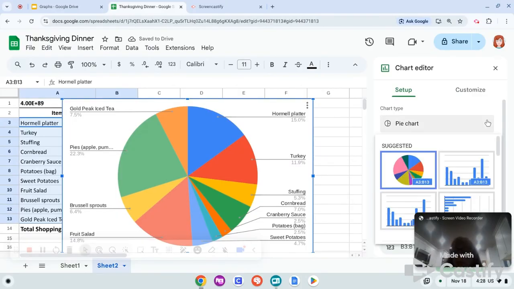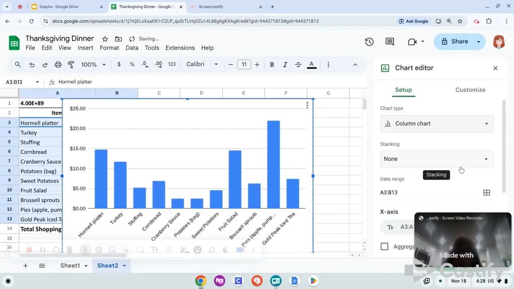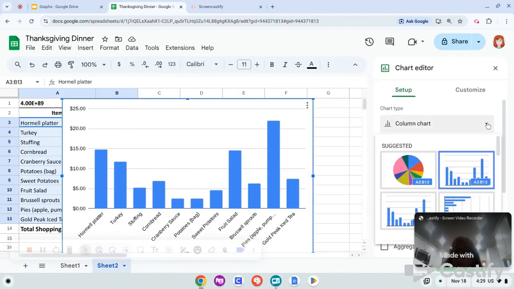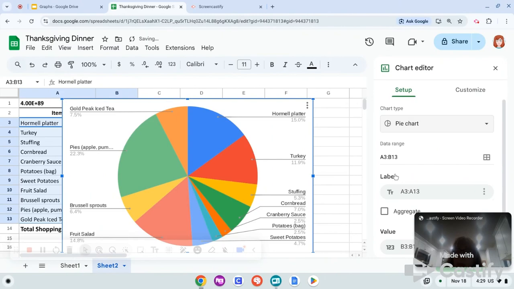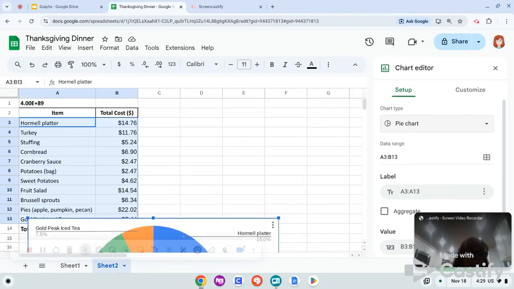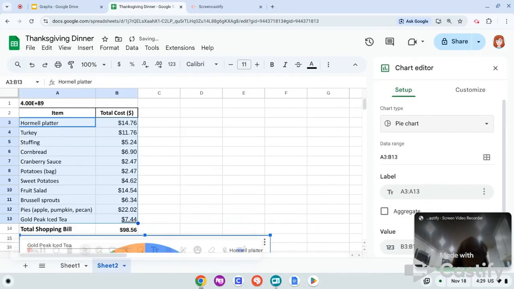But if it gave you this chart, if it gave you a column chart, which is used to compare things, then you're just going to switch where it says Setup, Chart Type. You're going to drop it down and go to the pie chart. All right, now the only 2 things I want you to do. I want you to move the chart below your budget, okay, below your total shopping bill or your cost. I think I wrote it as cost.